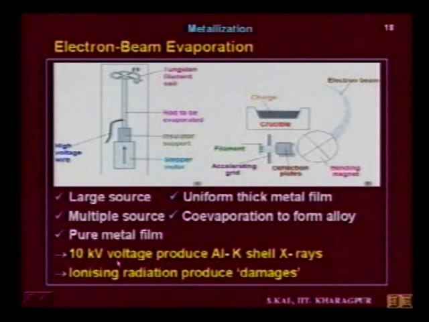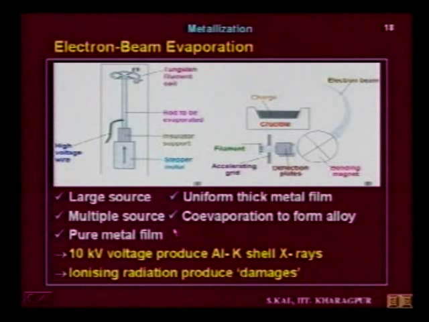The electron gun power is 10 kV, sometimes 2 kV. For aluminium you require 10 kV, for other metals maybe 2 kV is enough. With that energy, if the electron beam is incident on the aluminium, aluminium K-shell X-rays will be emitted. That is the radiation, and the film will be exposed by that radiation, which will incorporate defects and damage. This is the only disadvantage of electron beam evaporation.